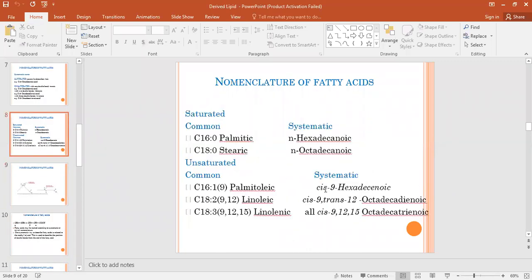Here you observe the words cis and trans. What do cis and trans show? What do you know about the cis and trans? Write in the chat. Do you know about the cis and trans isomers? What does it mean? Reply in chat. Students, what do you know about the cis and trans isomers? Very good.